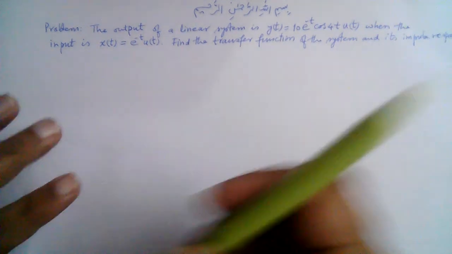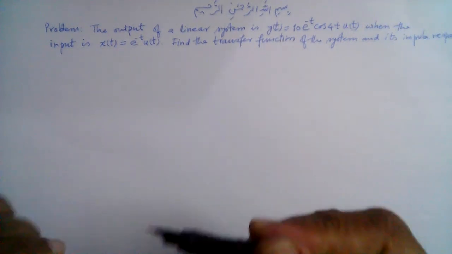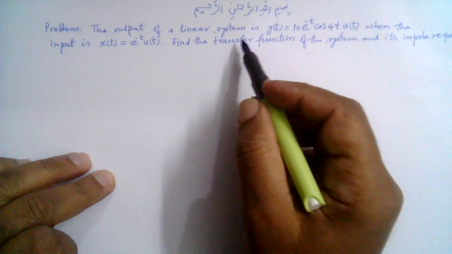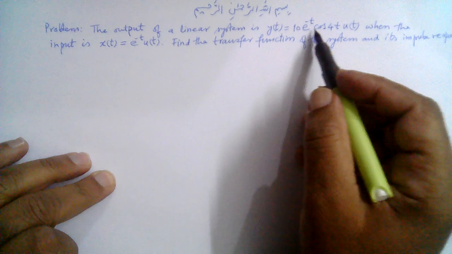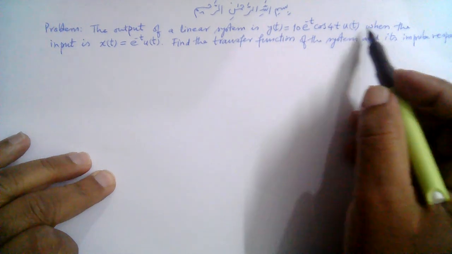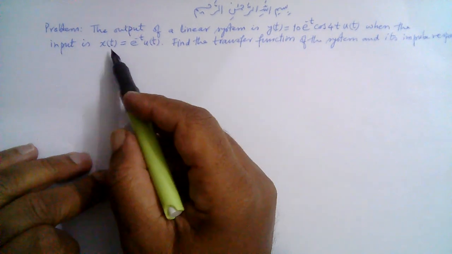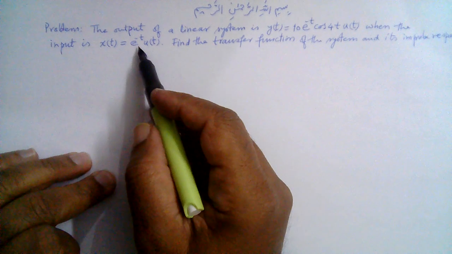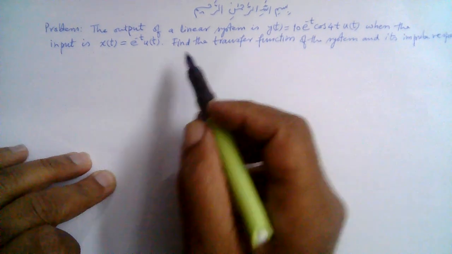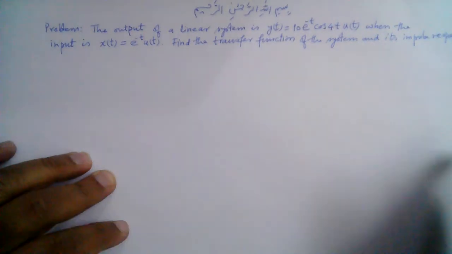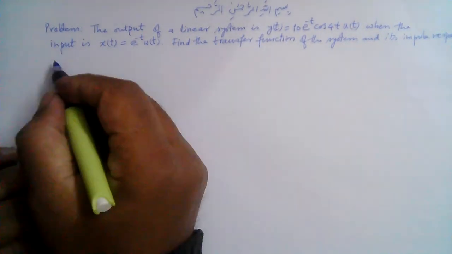So in this given problem, the output of a linear system is y of t is equal to 10 e raised power minus t cos 4t u of t, when the input is x of t is equal to e raised power minus t u of t. Find the transfer function of the system and its impulse response.